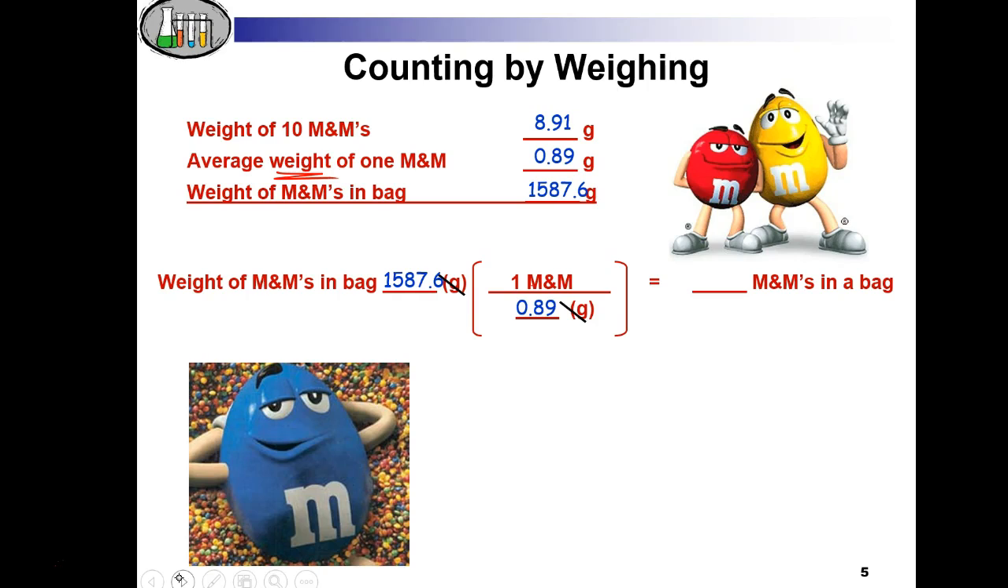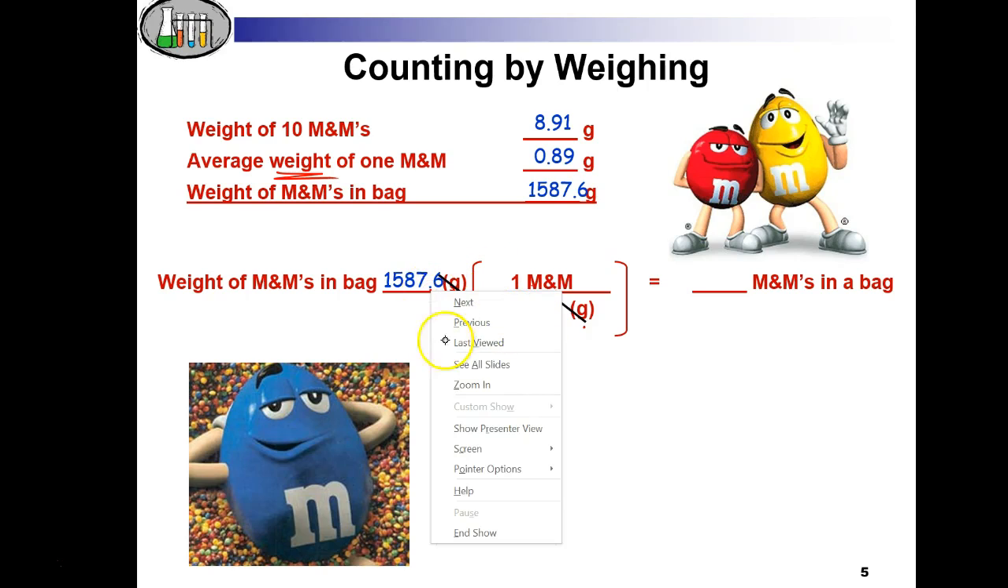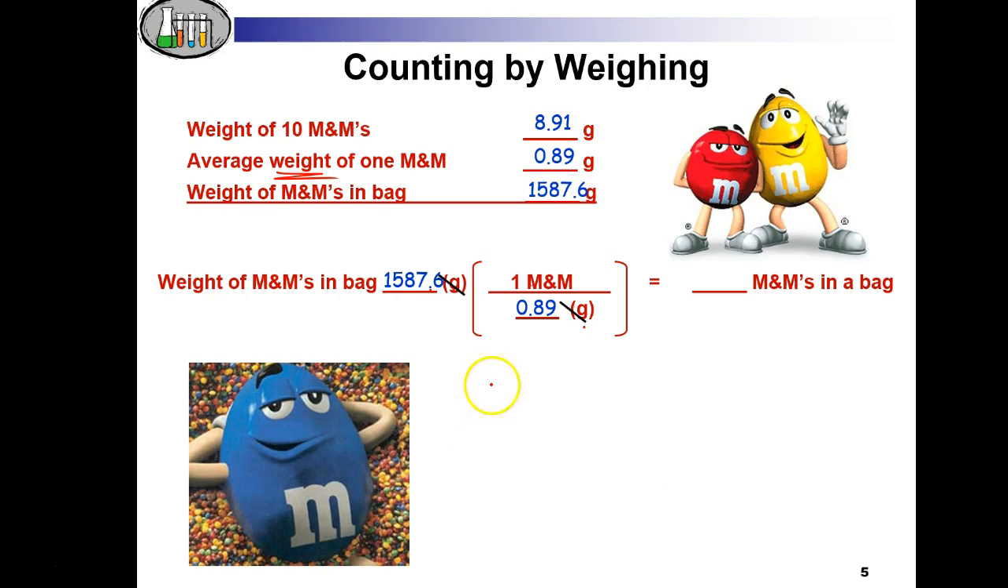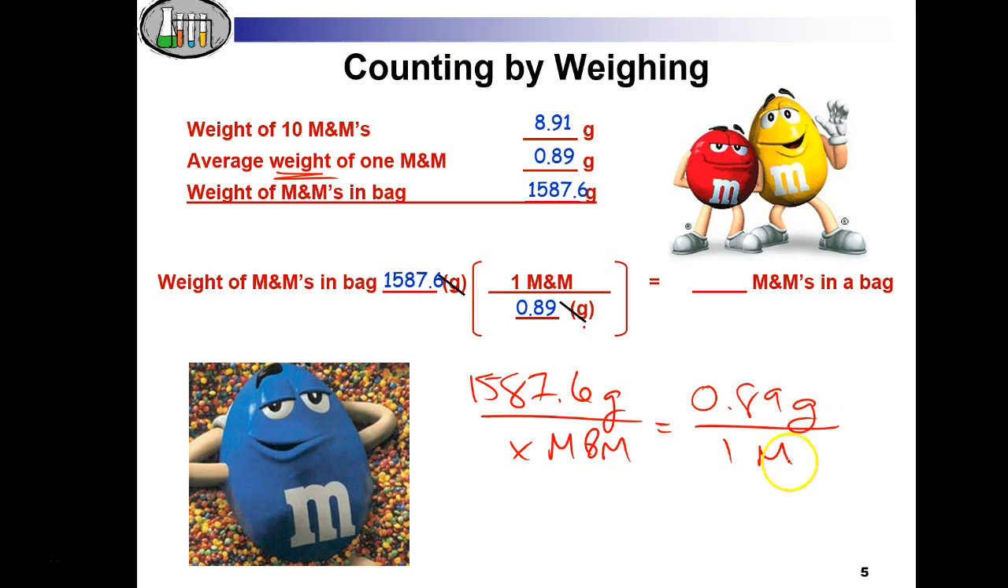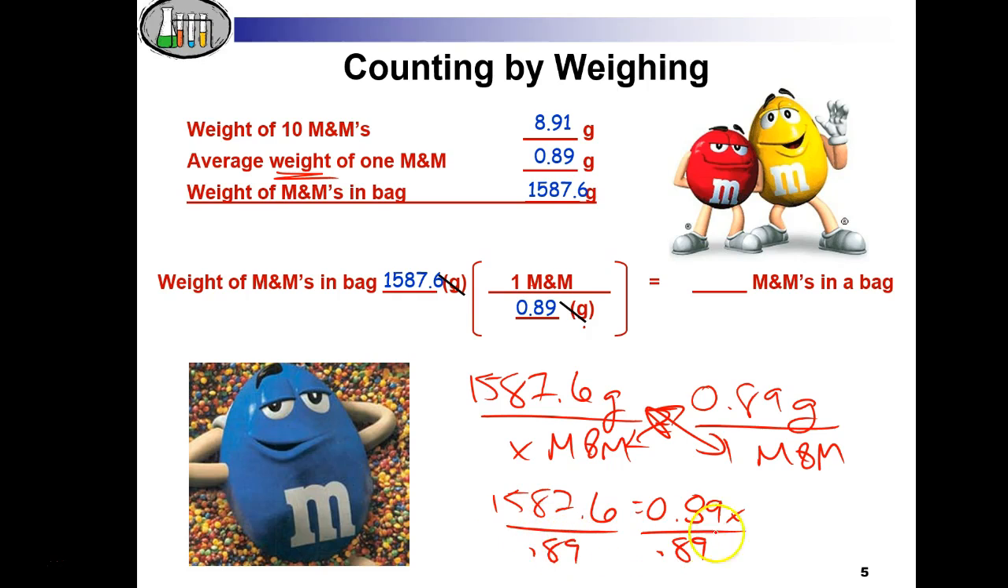If I do this as a conversion, now it's been a long time since we've done these kinds of conversions. If you notice, grams is on the bottom, so it cancels out. It's almost like a proportion. If I wrote it this way, 1587.6 grams is to X M&Ms as 0.89 grams is to 1 M&M. If I cross multiply this proportionally, I would get 1587.6 equals 0.89 X, and I would divide by 0.89.